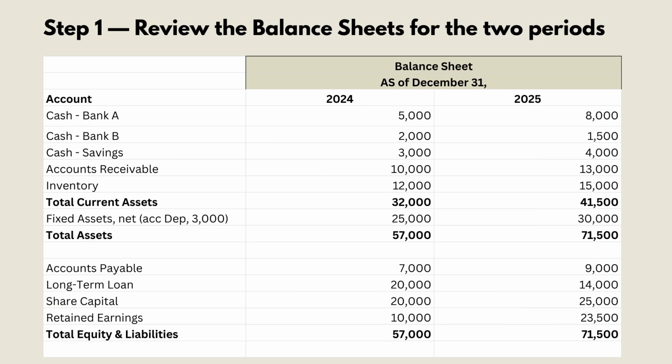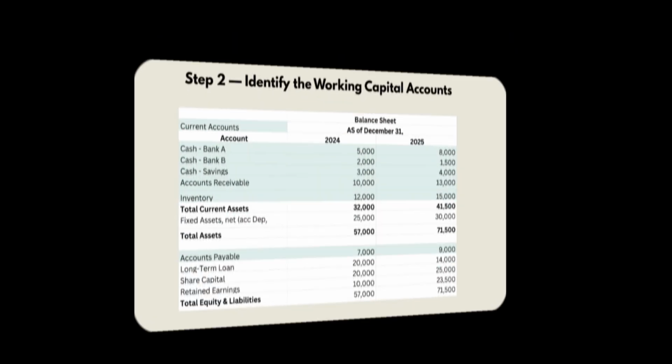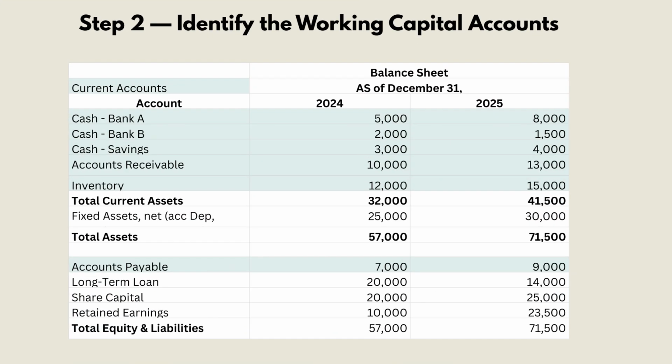Step 1. Review the balance sheets for the 2 periods. Here is our simplified 2-year balance sheet. These are the numbers we will use for the entire example. Step 2. Identify the working capital accounts. Working capital means current assets minus current liabilities.